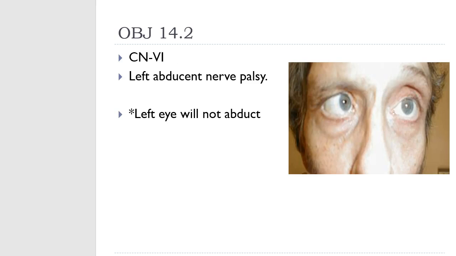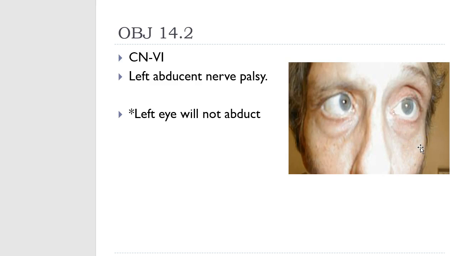All right, then we have cranial nerve number 6, which is the abducent nerve. And what happens in this one is the eye will not move laterally. It will not abduct. Remember, abduct is to go away. So this one is actually the one that has the nerve palsy, because it won't move to the left. It won't move to the left and abduct.